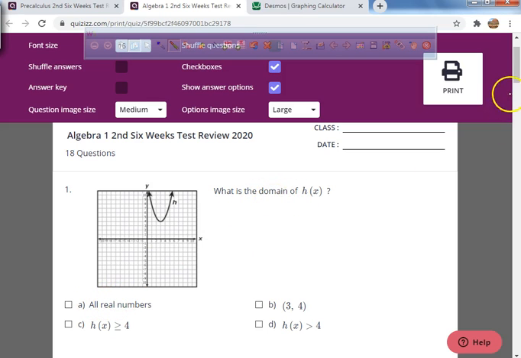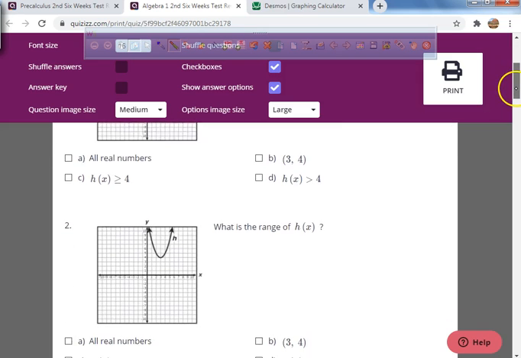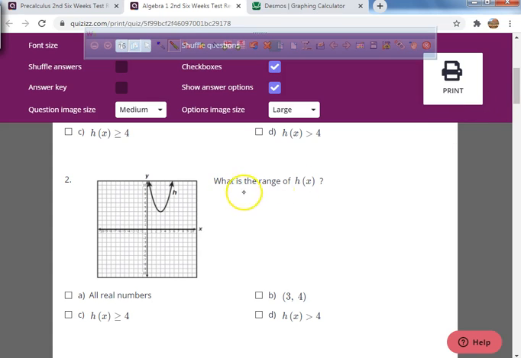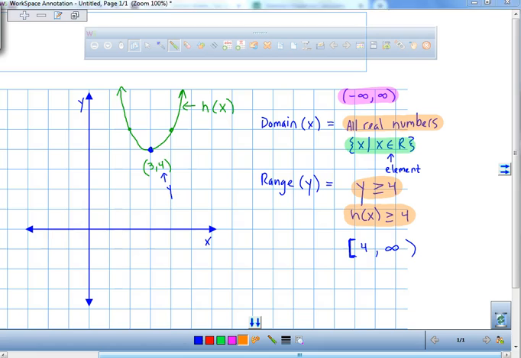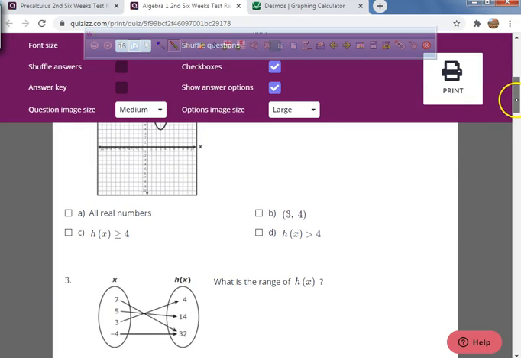All real numbers, okay? But if I scroll down just a little bit, it's the same picture, right? But what does this say? What is the range? And we said the range was all values greater than or equal to 4. So this was the answer for the range. So we did numbers 1 and 2 in our journal. They just look a little bit differently, right? They have the domain and we have the range labeled. Okay, let's go on to right here.